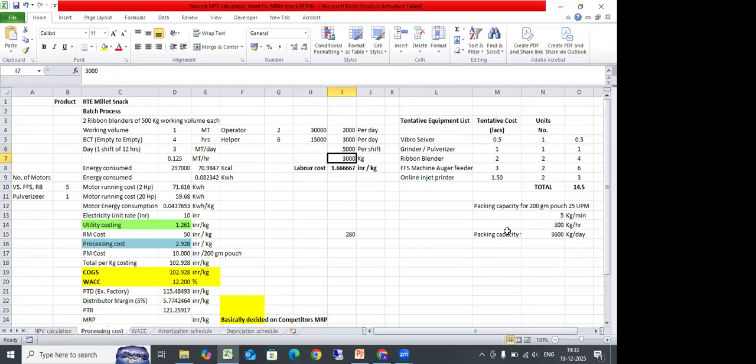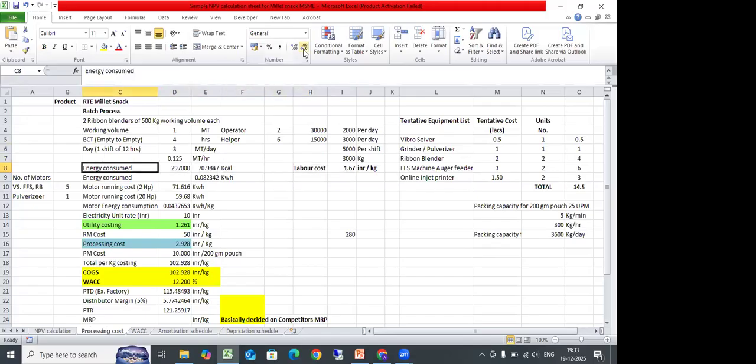How much am I manufacturing? 3,000 kg, 3 tons in a day, and manpower cost is 5,000. So per kg cost is 5,000 divided by 3,000, which is 1.67. Is it clear? Yes, sir. Simple. So the manpower calculation is clear.